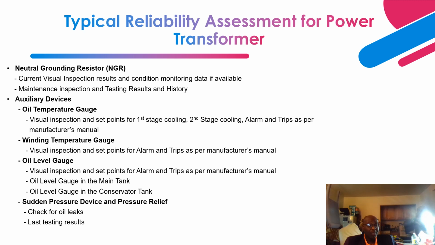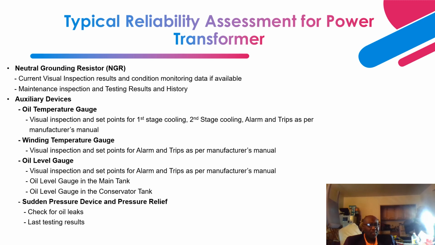Next is your winding temperature gauge. Similarly, just like the oil temperature gauge, you want to perform a visual inspection to make sure that the glass is clear and all indications can be seen from the ground level, and also check the set points for the alarm and trips per the manufacturer's manual.